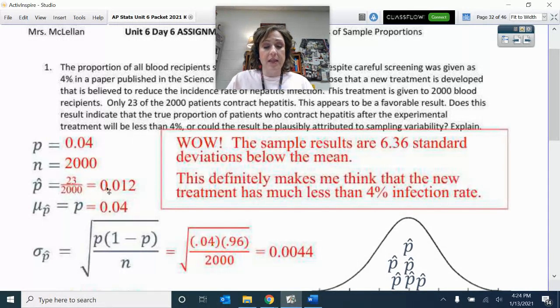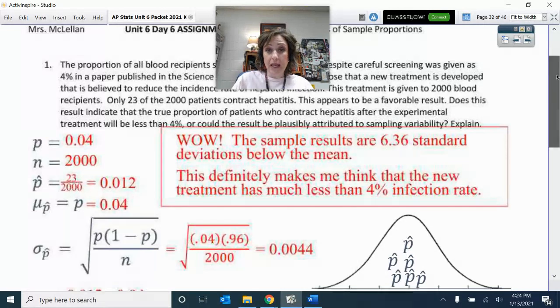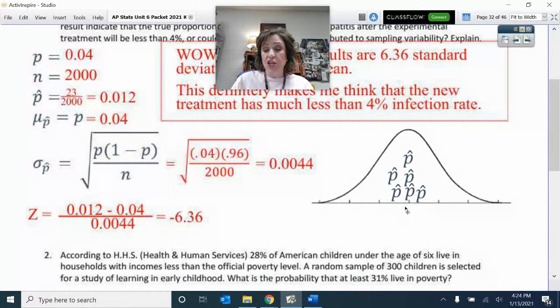Okay, so then that was 0.012. So we want to know, how did that 0.012 compare relative to what the past claim was? So we had found that if the current rate is at 4%, if this middle part is 4% and all the samples are around 4%, then this is where all the samples would be centered. And here's our standard deviation. We would have that small of a standard deviation, okay? P times 1 minus P over 2,000. It's small because we had such a large sample size.